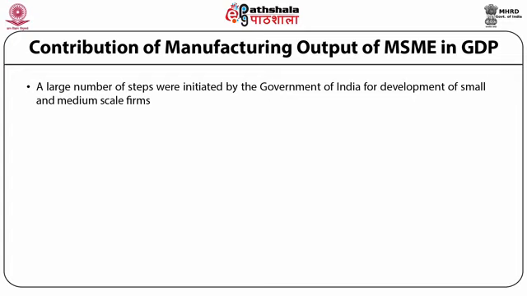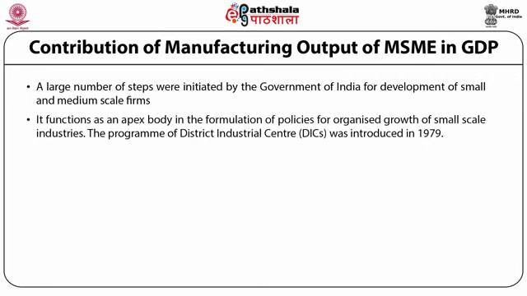Moreover, it also assisted small units in procuring orders from government departments. Small Industrial Development Organization, that is SIDO, was set up in 1954. It functions as an apex body in the formulation of policies for organized growth of small scale industries. The program of district industry centers was introduced in the year 1979.